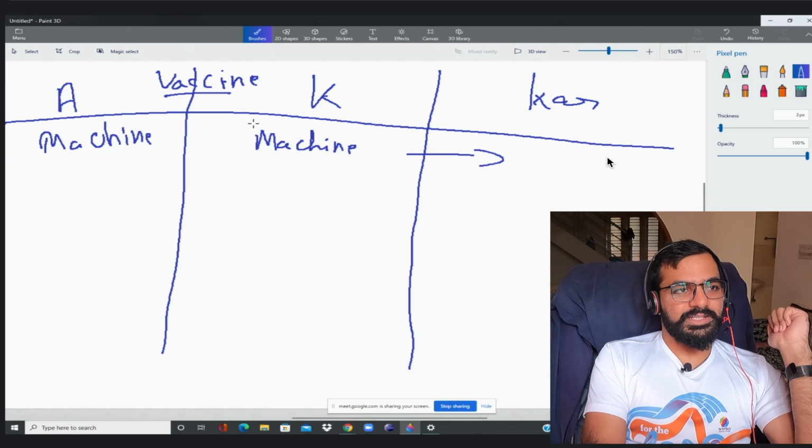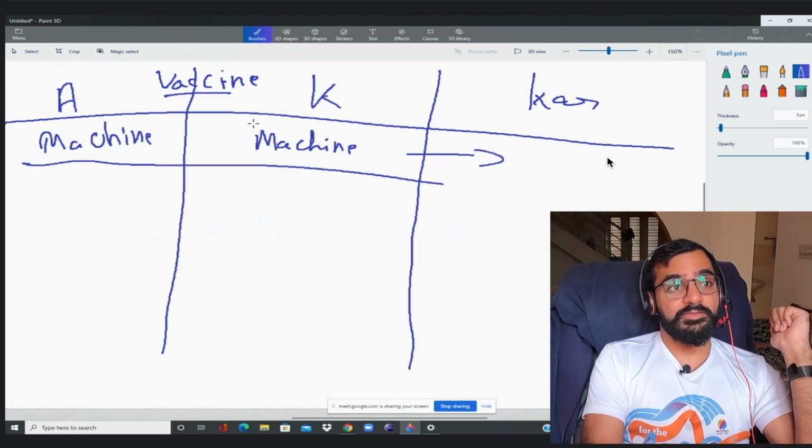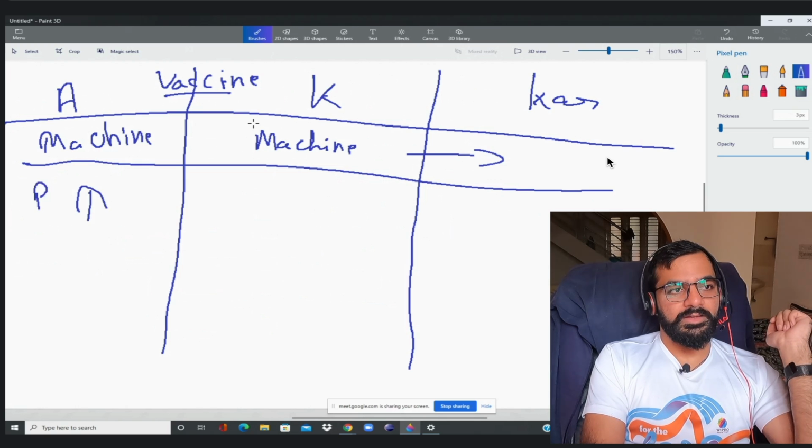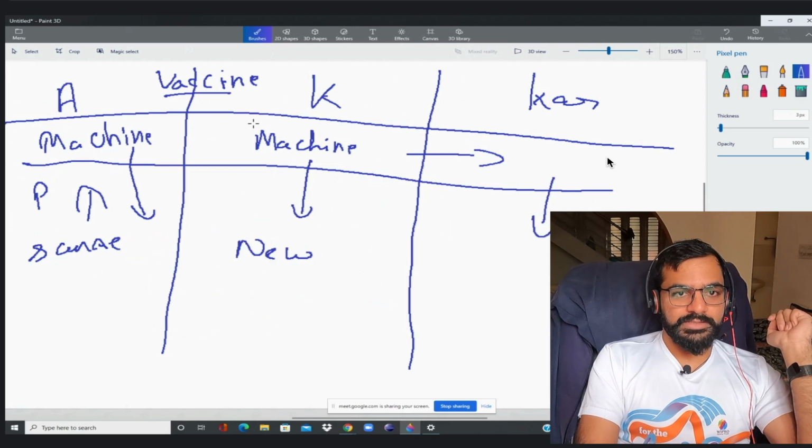That time, for vaccination, we need machines which are more powerful and which make the production high. Correct. Now let's say Akshay uses the same machine. Kishore takes a new machine, and Karthik is like a mixed one. He keeps the old one and brings a new one also.